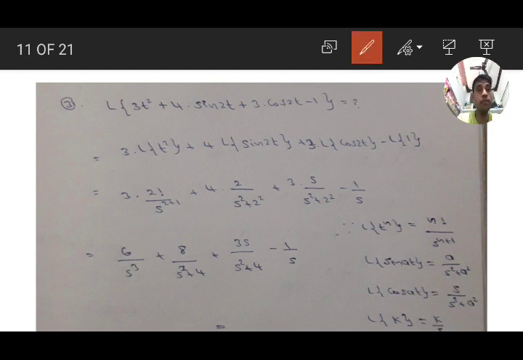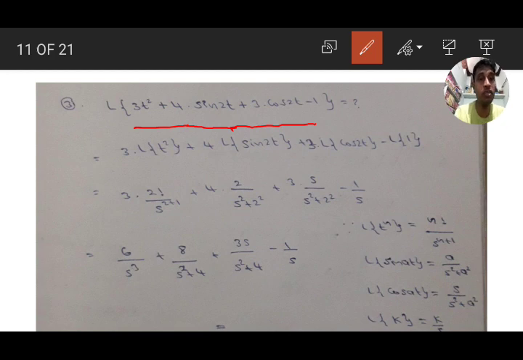Laplace transform of 3t square plus 4 sin 2t plus 3 cos 2t minus 1. Here we have four functions. First one is t square, next one is sin 2t, next one is 3 cos 2t, next one is minus 1. So by linearity property, I already told two things we have to remember in our mind: first one is the linearity property and second one is the standard formulas.